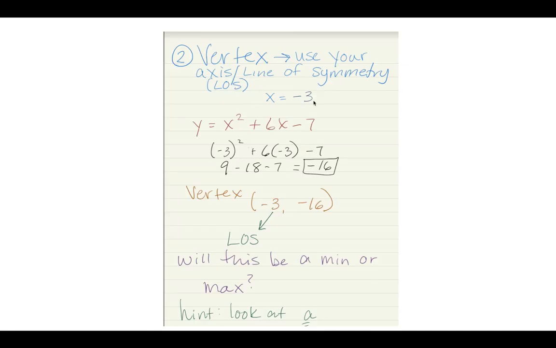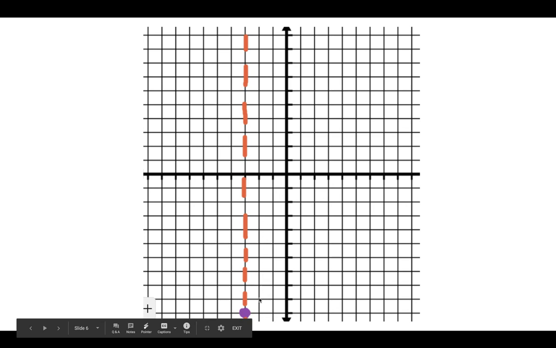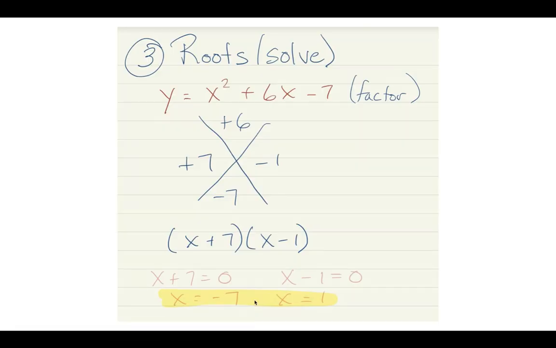Using that answer, we plug it back into the original equation, solve, and I end up with y equals -16. My vertex is the point -3, -16. This comes from the line of symmetry. Asking myself, will I have a minimum or a max? Is it smiling or frowning? Using this purple dot, I put it on our graph. I know I don't have 16 rows, so we're going to have to pretend.